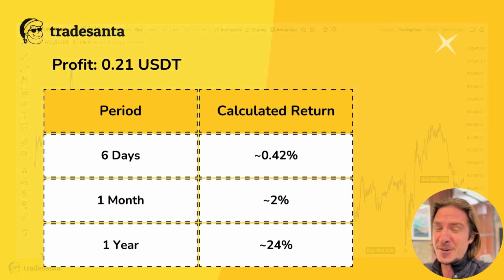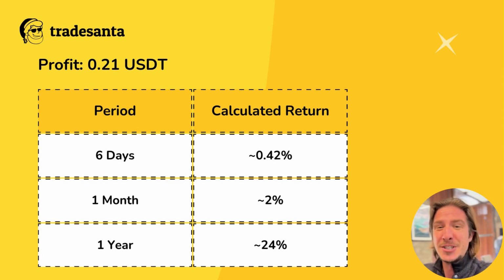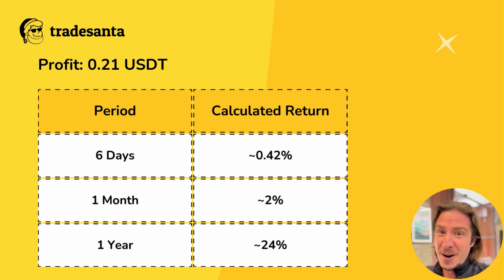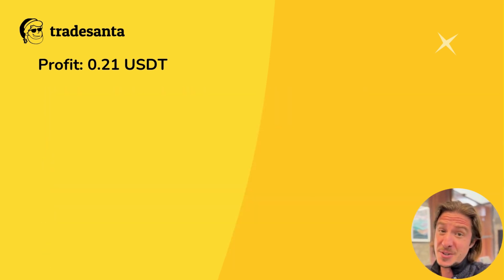So as a result, I got just 0.21 USDT, which is just 0.42% profit. Recalculating it on a monthly basis, it is 2%, which comes down to only 24% per year.